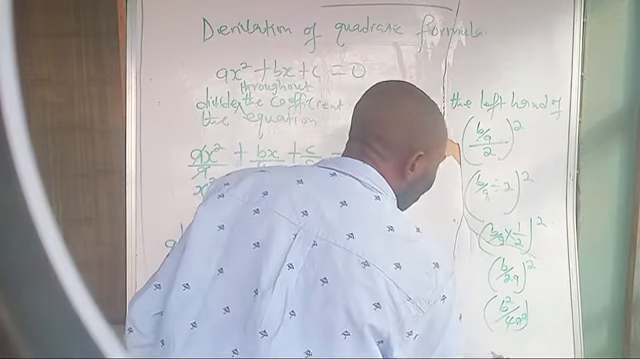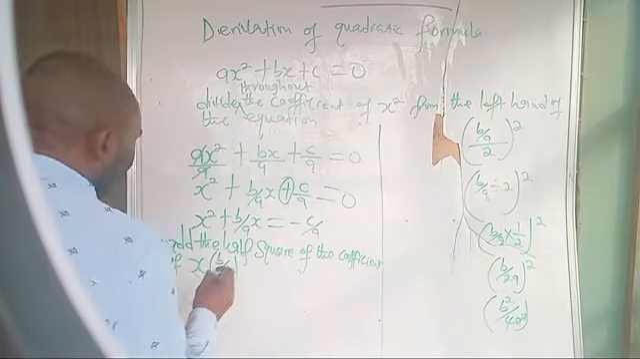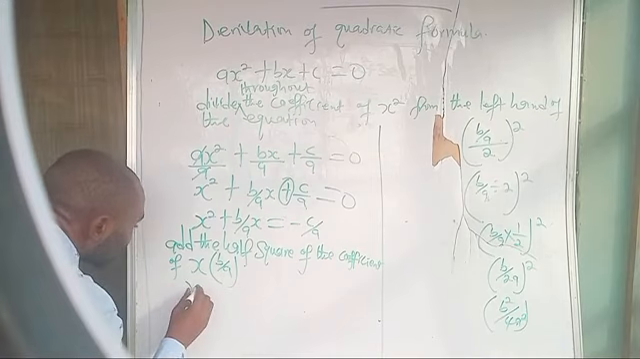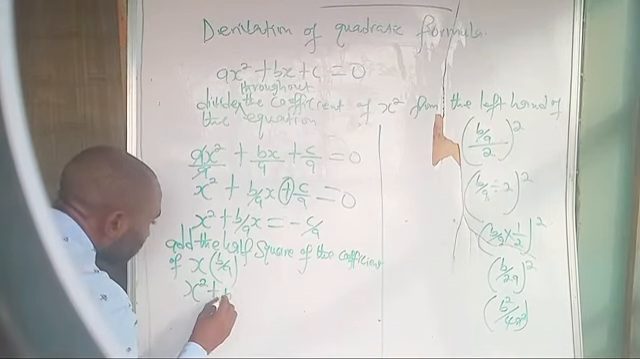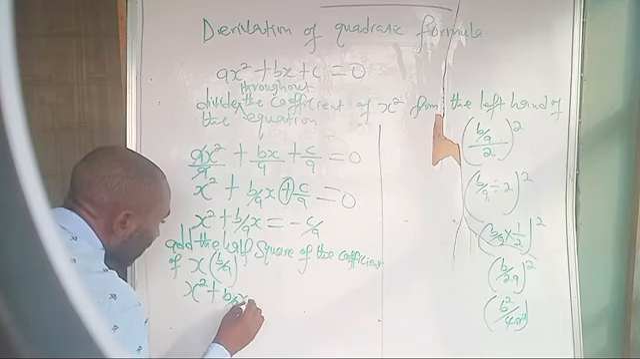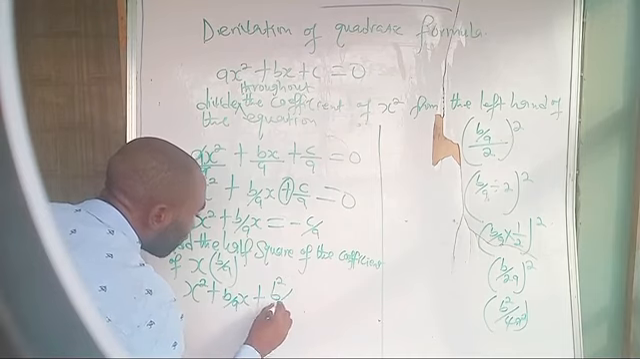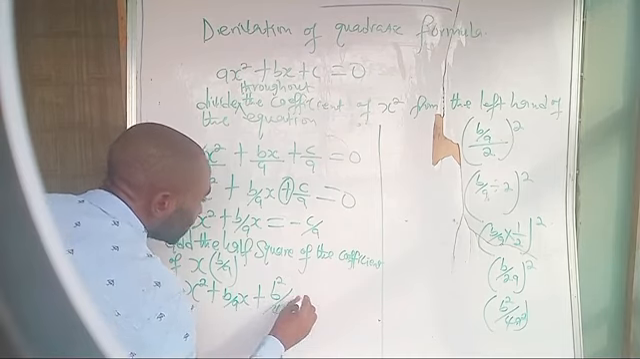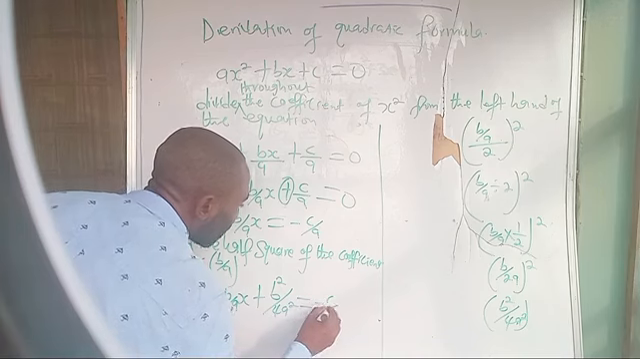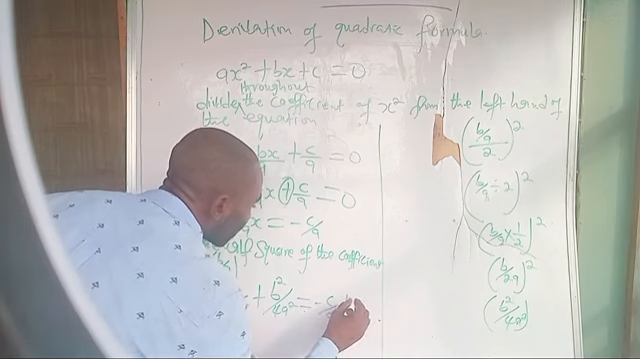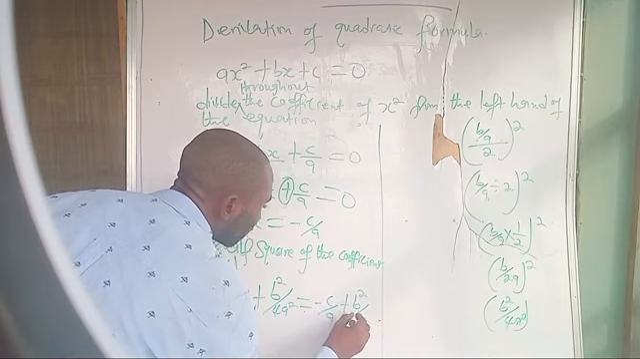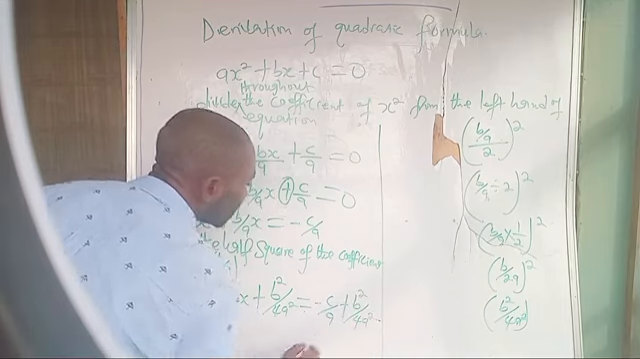So since we know it to be this, we are now going to add it. So that is x squared plus b all over a x plus b squared all over 4a squared is equal to minus c all over a plus b squared all over 4a squared.